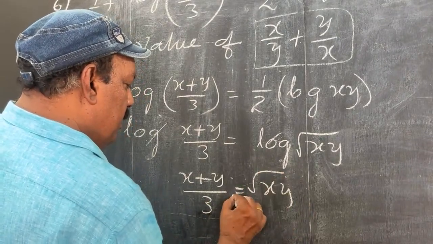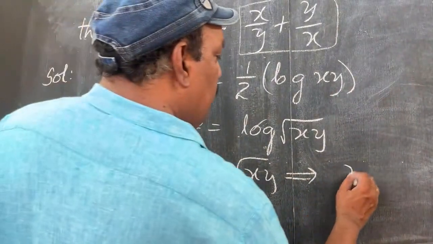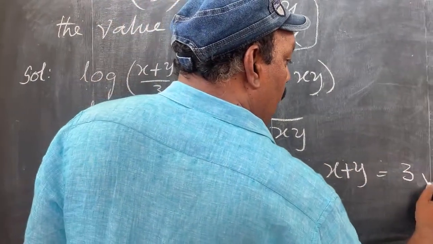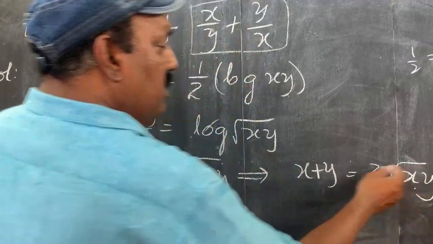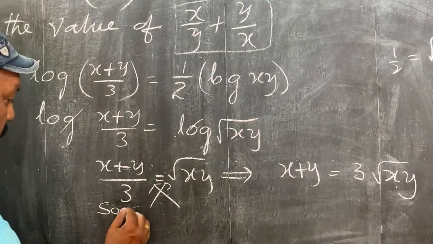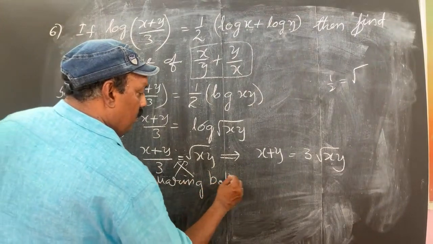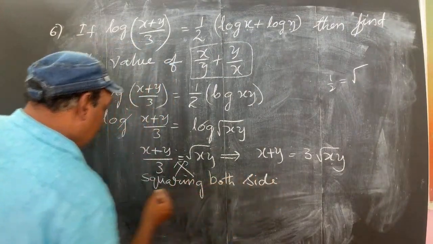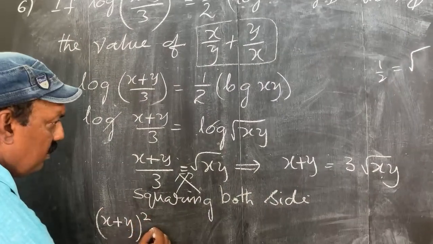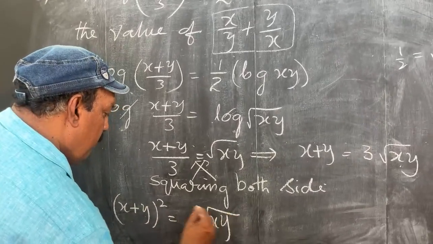Now cross multiplication is going to happen here. In this cross multiplication, x plus y is equal to 3 under root xy. Because of the root, we have to go for squaring on both sides. Here one step you have to keep: squaring on both sides. That means (x plus y) whole square is equal to (3 under root xy) whole square.